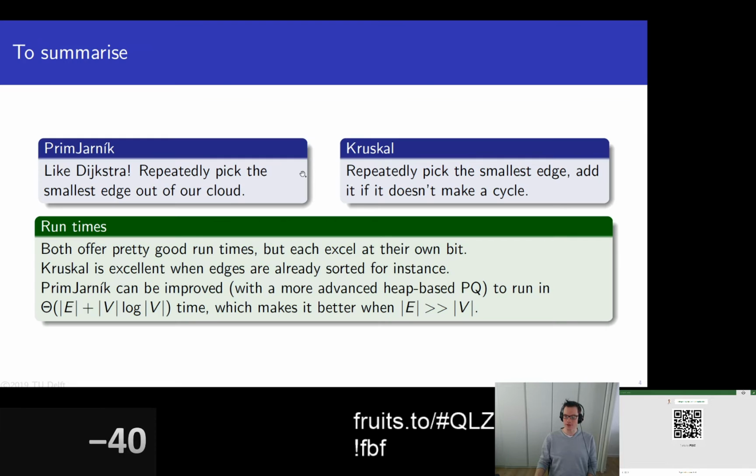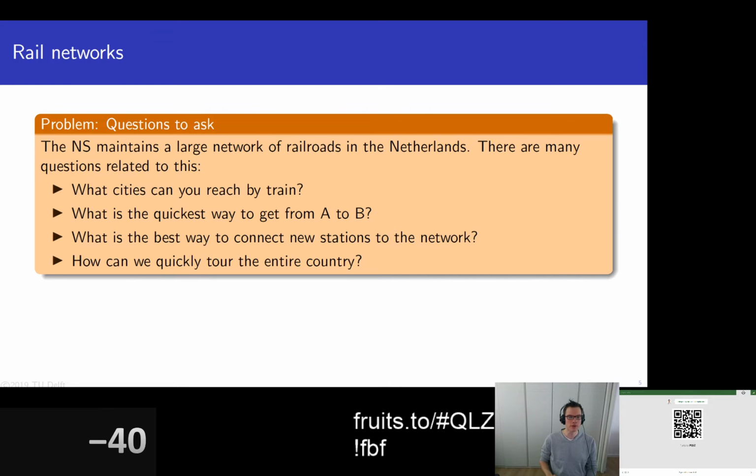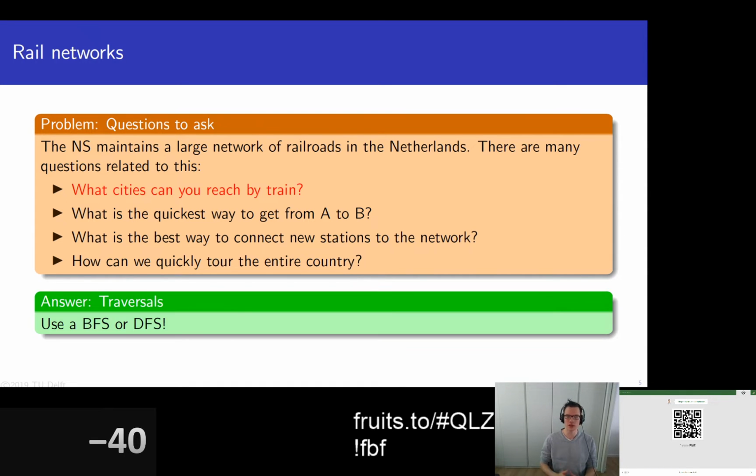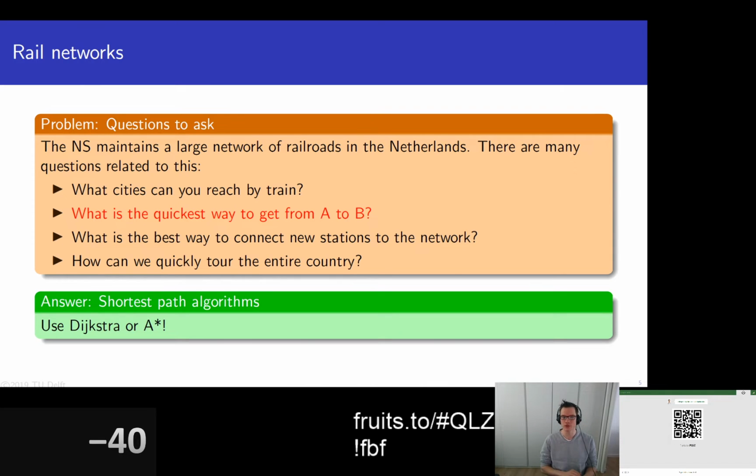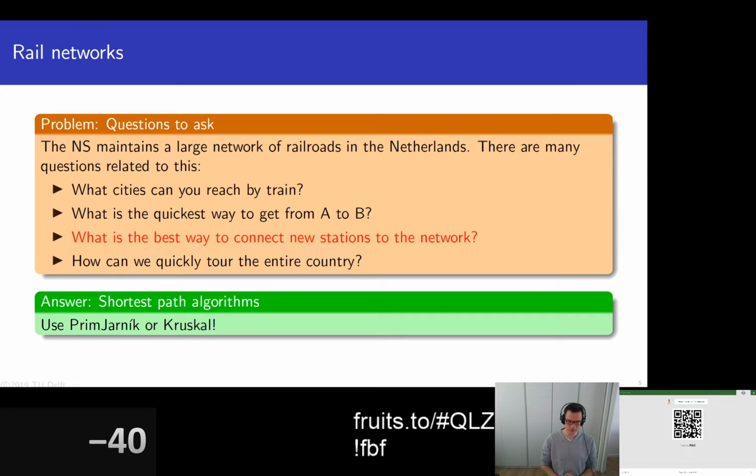So last week we talked about finding minimum spanning trees. We talked about Prim-Jarník and Kruskal, which both had pretty good runtimes, were efficient algorithms to find a minimum spanning tree. Which means that on our list of problems that we were solving for the Dutch railway network, we are almost done. We have solved the first question, what cities can you reach, by using BFS or DFS. We've solved the second question by using Dijkstra or A star to find the quickest way to get from A to B. We have found an answer to the third question, what is the best way to connect new stations, by looking at minimum spanning tree algorithms.